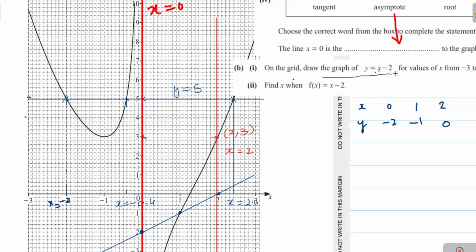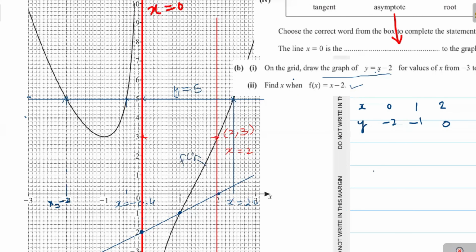Then part two, find x when f of x equals x minus 2. Look here, this is f of x, and where both graphs intersect, this is the position. At this position, x equal to 1, and this is the solution.